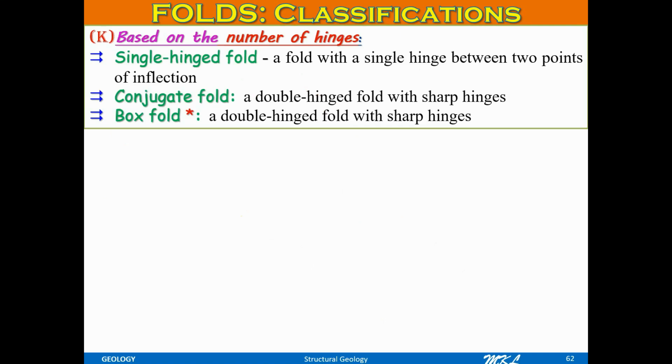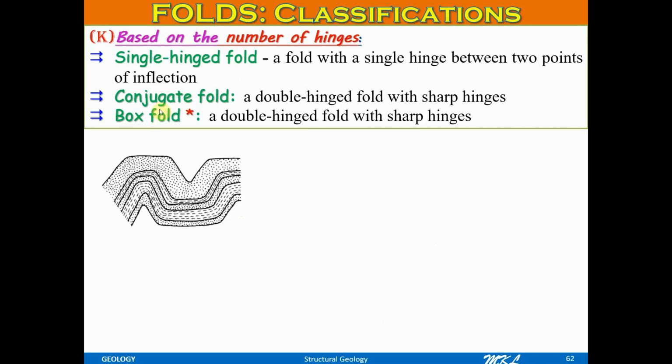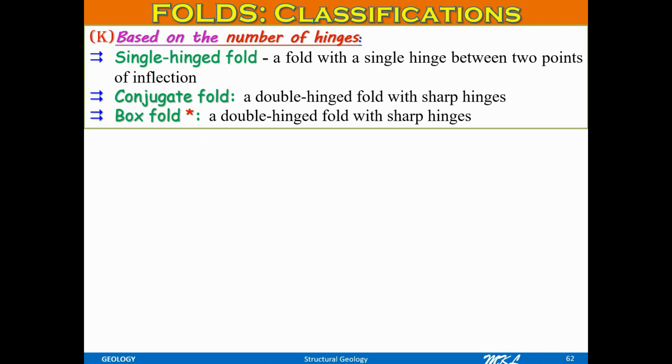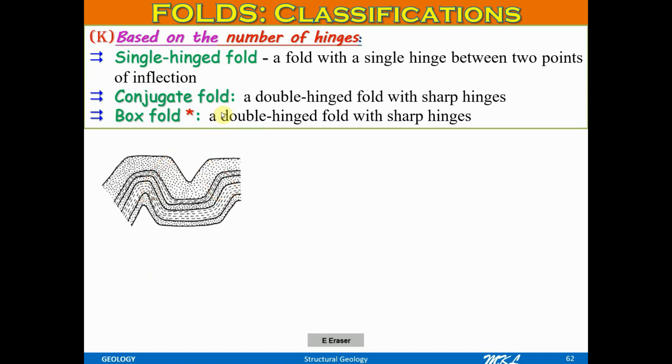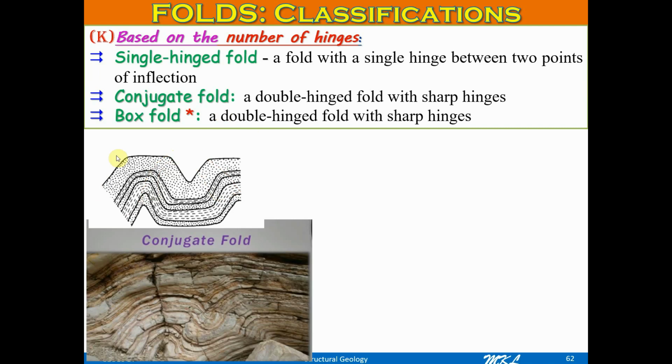Based on the number of hinges, we can classify the fold. A fold with a single hinge between 2 points of inflection is called a single hinge fold. Like this, the fold we used to draw, that's the single hinge fold. So it's a single hinged anticline. A double hinge fold is a fold with sharp hinges. So conjugate fold will look like this. So it's a doubly hinged fold.